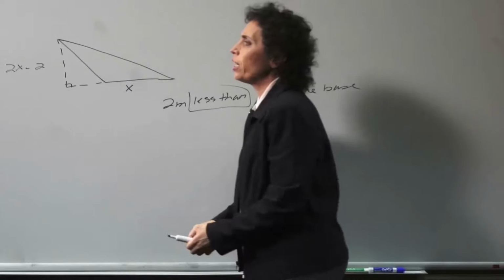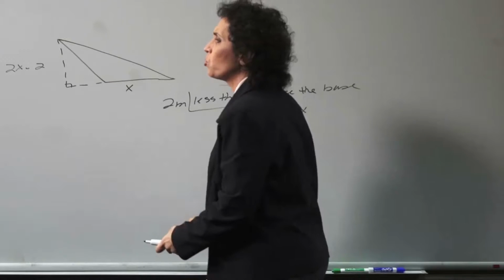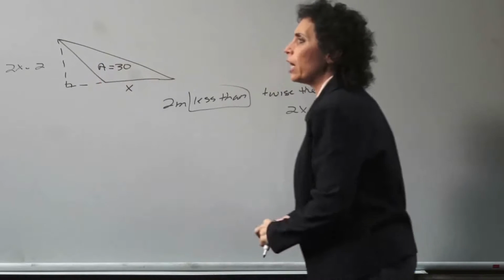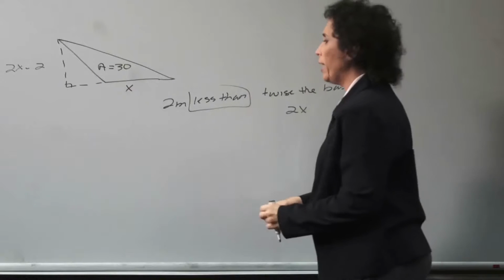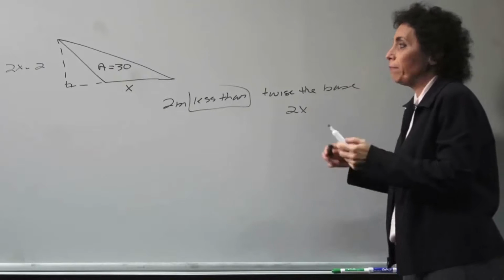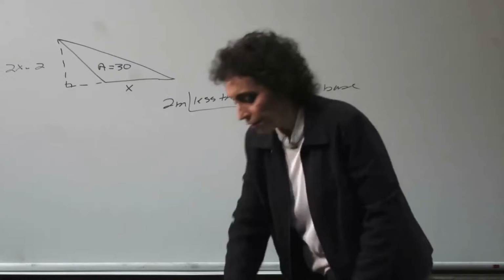And now it says if the sail has an area of 30 square meters, so we know the area of this is 30, find the length of the base and the height. So we want the length of the base and the height. I think this is pretty simple. What do you think? Maybe not. I don't know. Let's give it a shot.